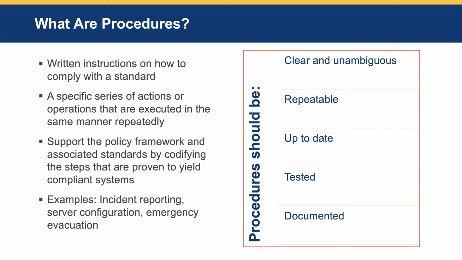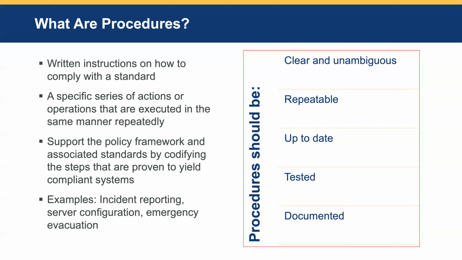With these procedures, we want to make sure that we have clear directives in place, because the procedures provide ways in which we can obtain the needed results. Procedures will be in place to support the policy framework, as well as codifying the steps needed to ensure that our systems are compliant. Procedures in general need to be clear and unambiguous. We want them to be repeatable, up to date, tested, and well documented.